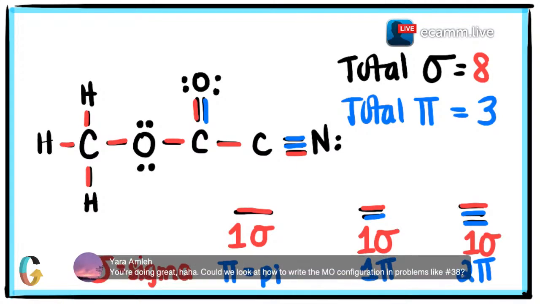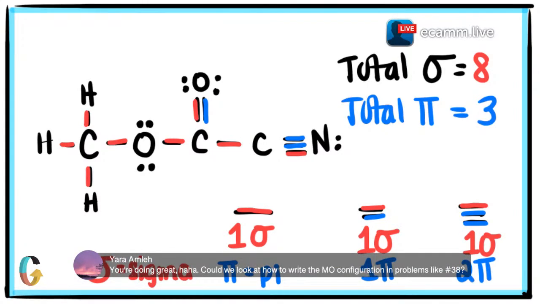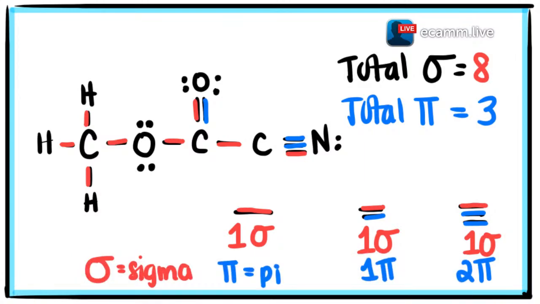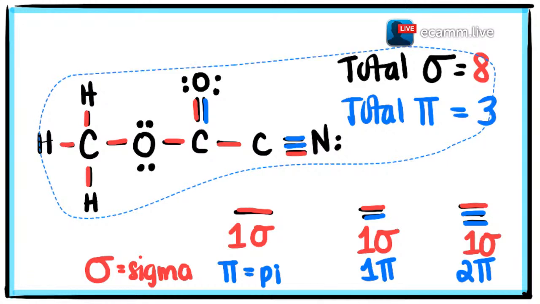Okay, so Yara says, oh, I'm doing great. Thank you. Can we look at how to write the MO configuration in a problem like number 38? Okay. So yeah, I think this is the last major concept. Oh, not 38. Which one? This is probably the last big thing for this chapter. If we can do this, you guys have the general overview of this chapter. So, okay, 40. Let's look at 40.